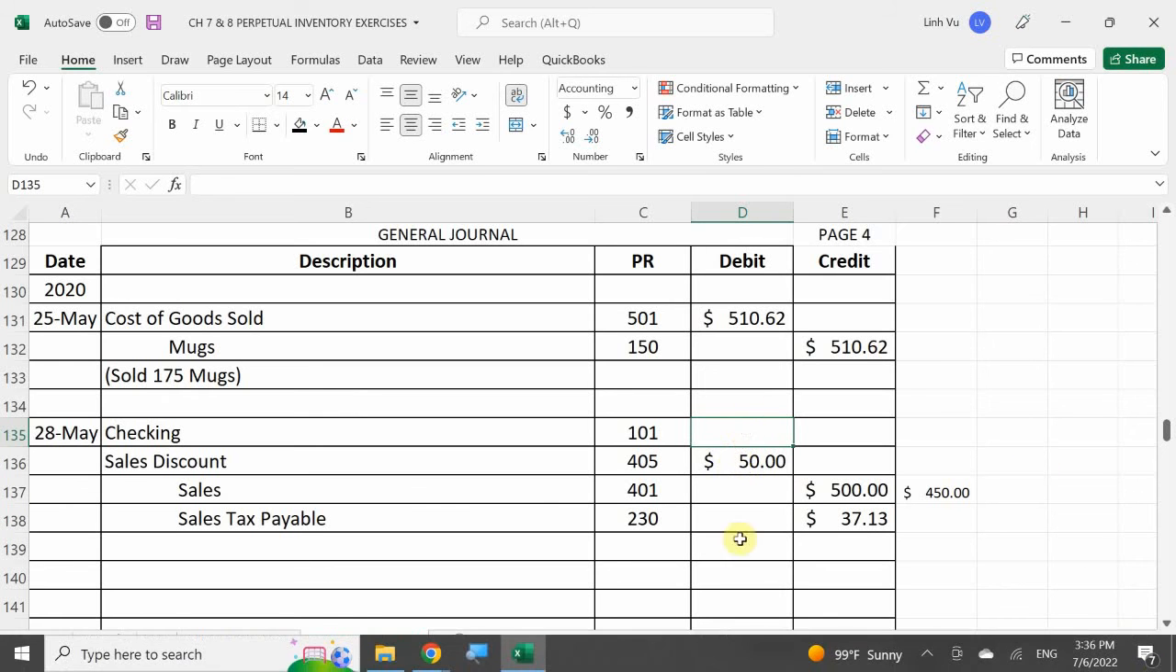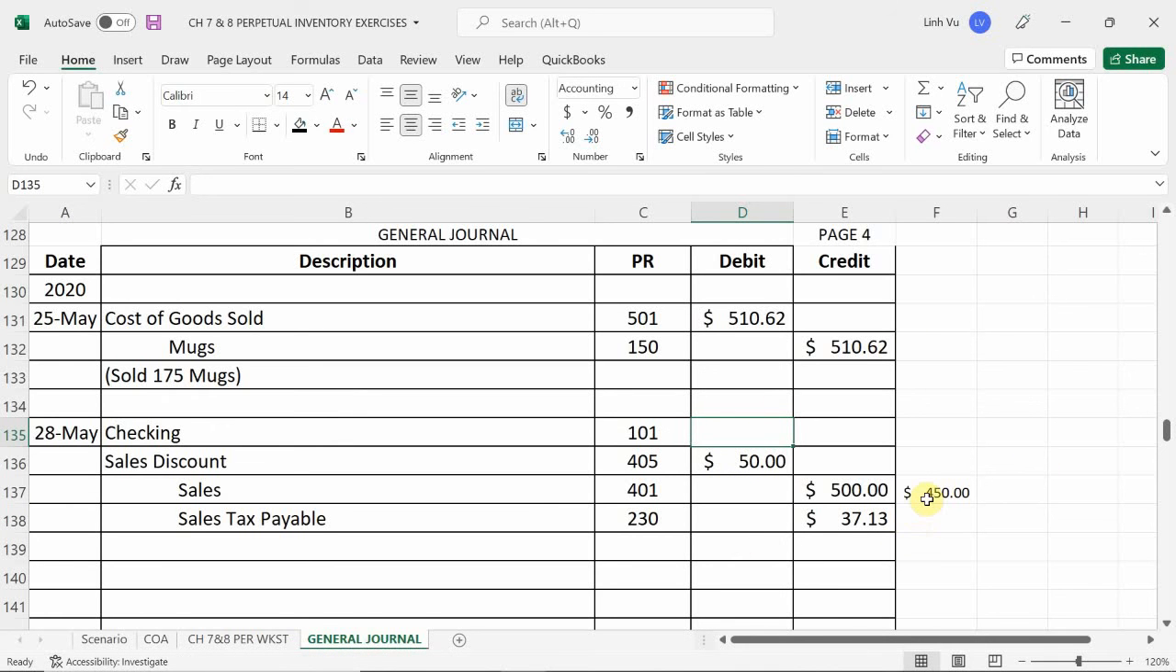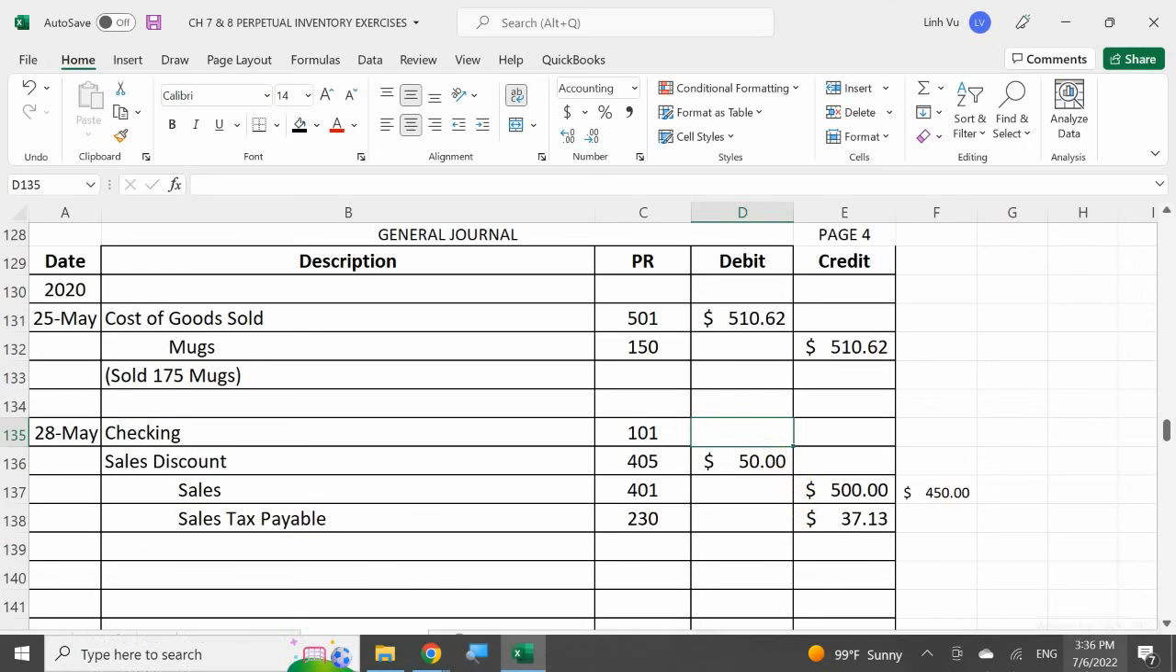Okay. So you can do two things, right? You can either take the discounted amount of 450 and add the tax to get $487.13, or you could do the one that I do, which is I just add up my credits and subtract out my debit to get the same exact answer of 487.13. I'm using the debits equal my credits method here.